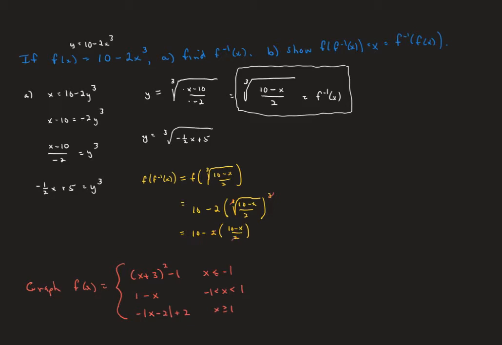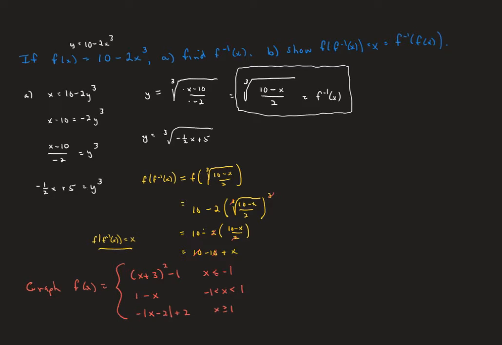Now we can cancel the 2's, but remember we still have to distribute that negative sign, so that's going to be 10 minus 10 plus x, and finally we can cancel those 10's, and we have what we wanted, that we have shown that f of f inverse of x is indeed equal to x.